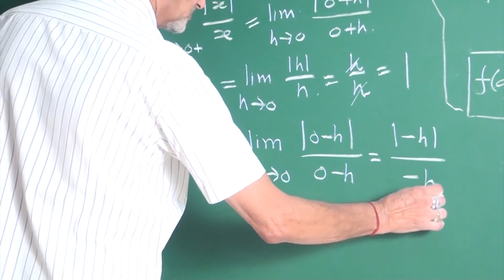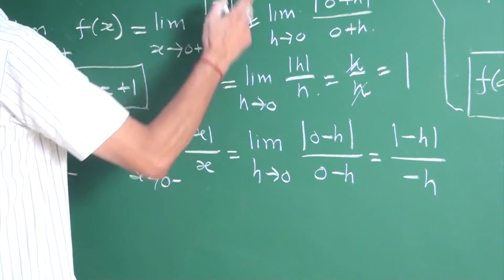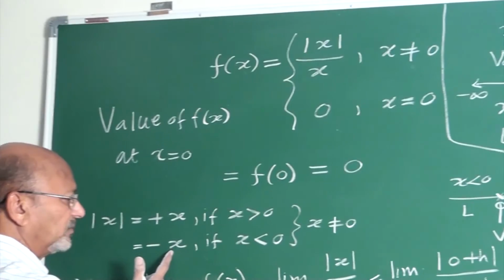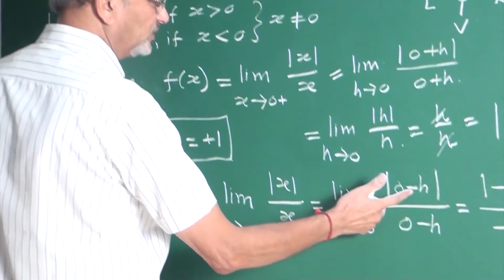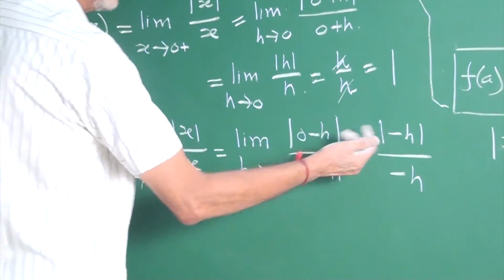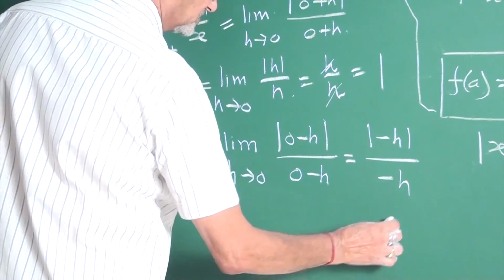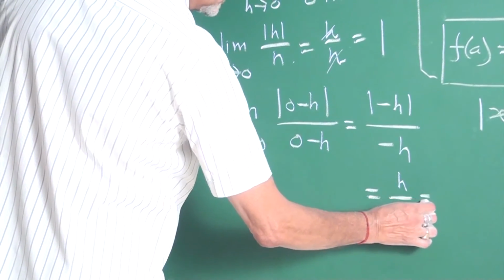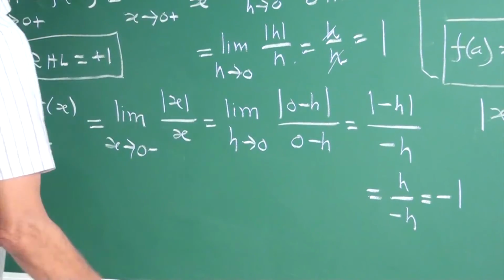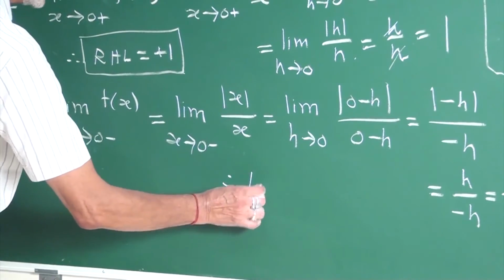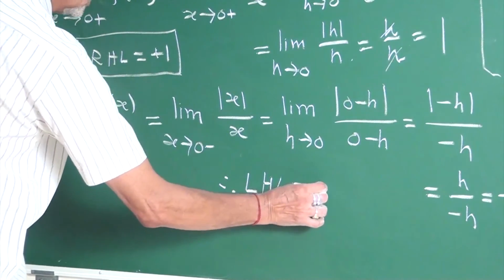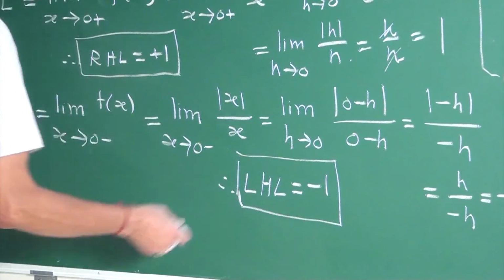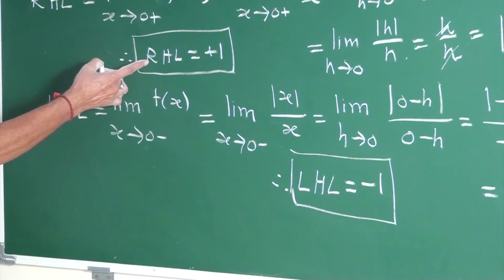Down is minus h. See, my friend, it is negative. Negative means it is minus x. Mod of minus h is plus h, or mod of any number is plus itself. Minus h cancels with minus h, giving minus 1. Therefore, LHL is minus 1, my friends. LHL is minus 1.